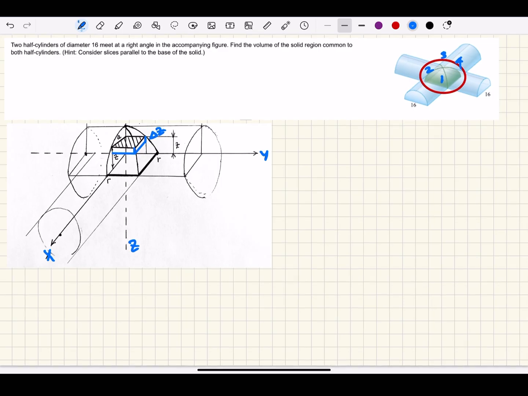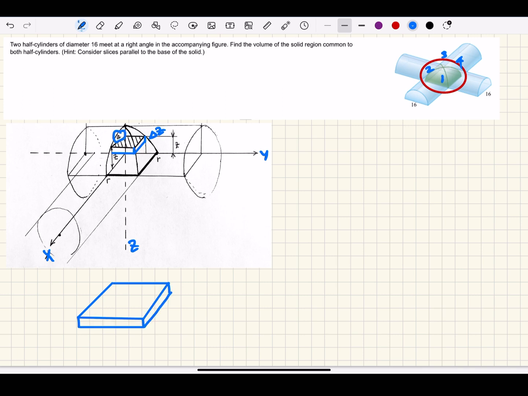And if I were to draw that in 3 dimensions, one side of the square has been called A, so another side would also be A, and then the thickness would be delta z. So the volume of this would be A squared delta z. Now we need a relationship between A and z because apparently z is going to be our variable of integration. So let's draw a line that will extend from the origin out to the point where this cross-section meets the arc of the half cylinder.